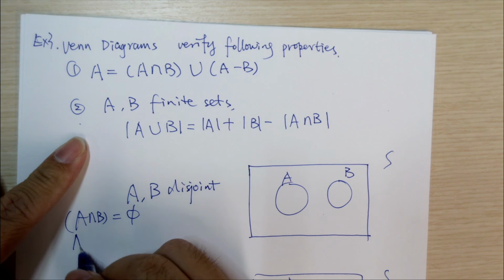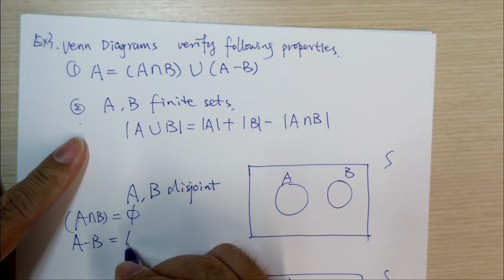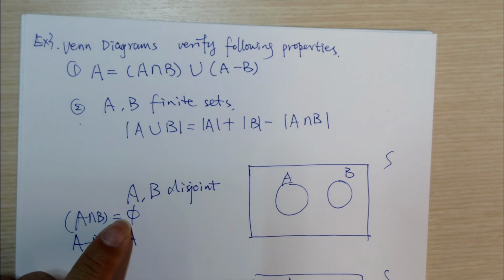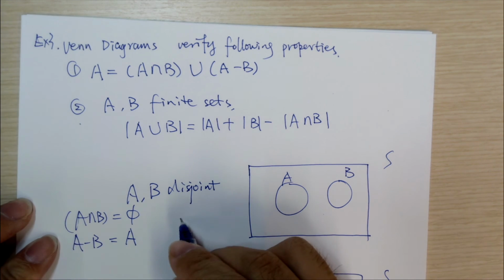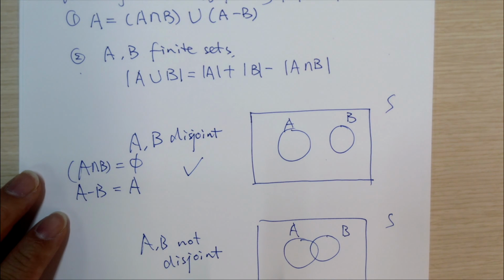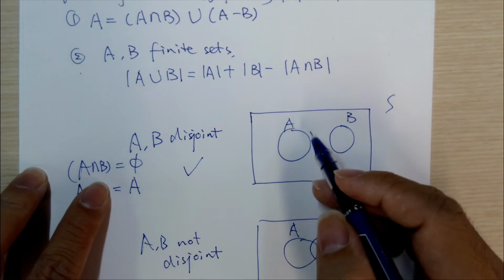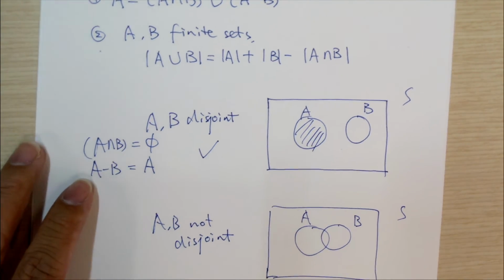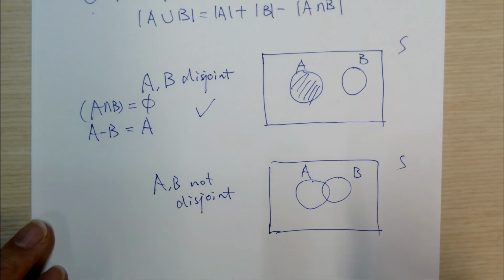A subtract B is actually still A, right? Because it says every element in A but not in B, right? So it's still A. And then the empty set union A is still A. So this one's good. And actually you can see this is empty, A subtract B is just still itself. Okay.